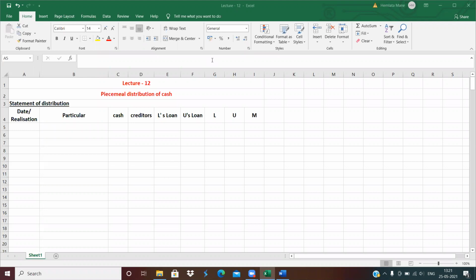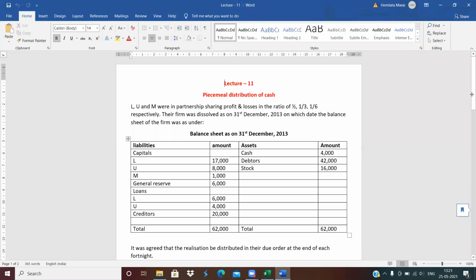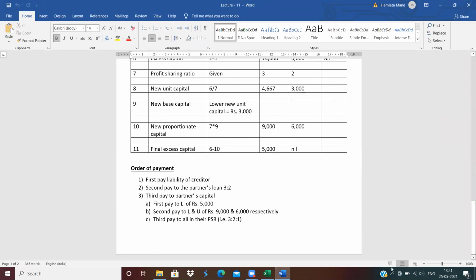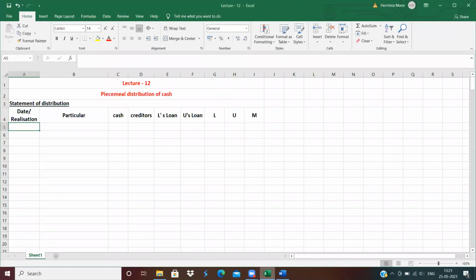In today's lecture, we will discuss the remaining part of the last question, the statement of distribution. In the last lecture, we prepared the statement of excess capital and order of payment. In today's lecture, we will prepare the statement of distribution.